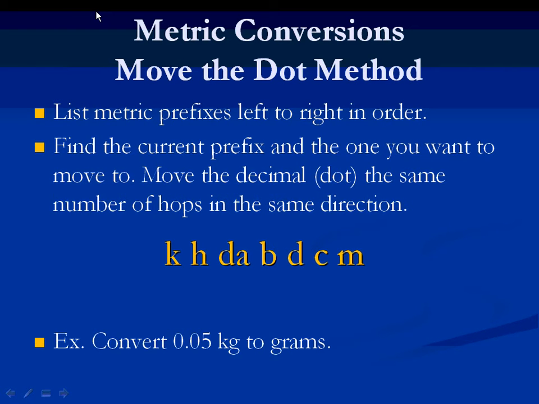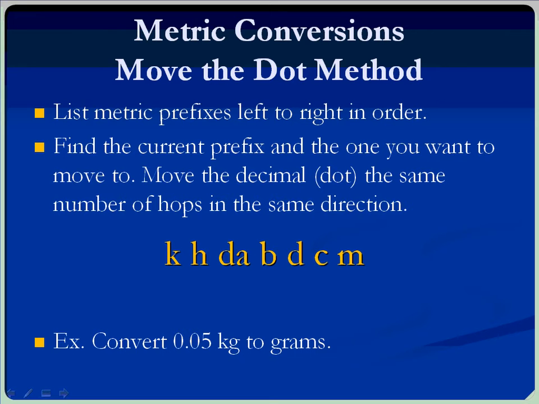And then let's do an example. Convert 0.05 kilograms to grams. Well, kilo is here, and grams actually has no prefix, right? It's not milligrams or decigrams or something like that. So that's the basic unit, the B in the middle. So if I'm going to convert 0.05 kilograms to grams, I'm going to be going from kilo over to the basic unit, which is 3 hops to the right.